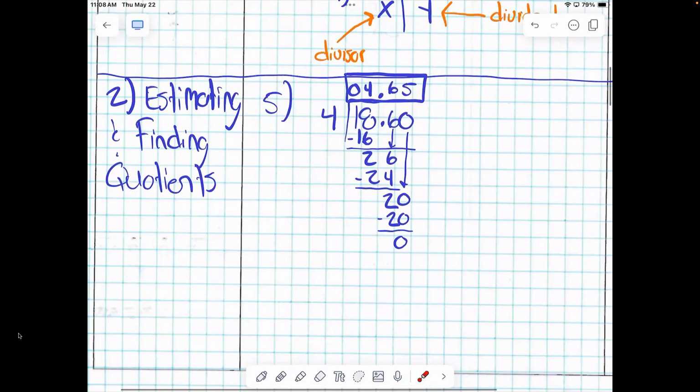This problem right here, 18 and 60 hundredths divided by 4. Anything special we need to do besides divide? No. The divisor is a whole number, right? All cool. The only thing that I'm concerned about is make sure you don't forget to put the decimal point in the quotient, right?